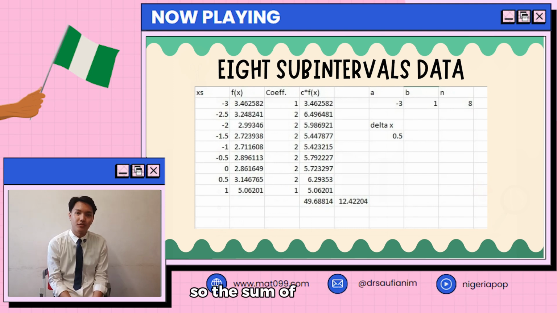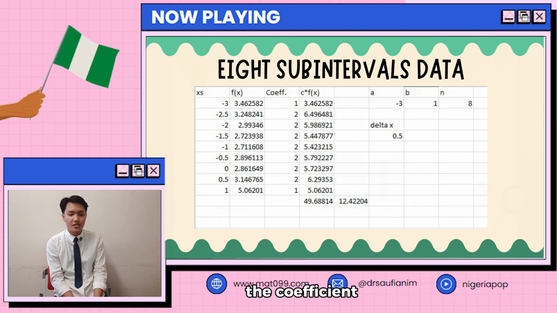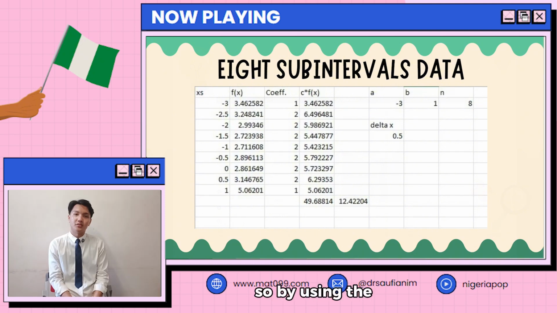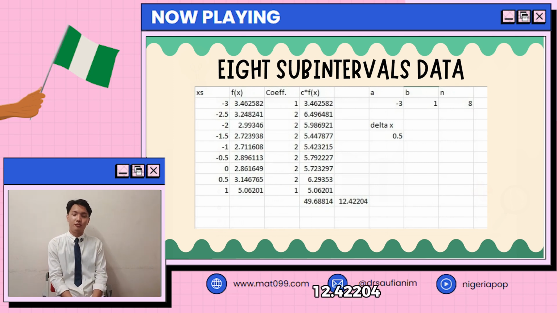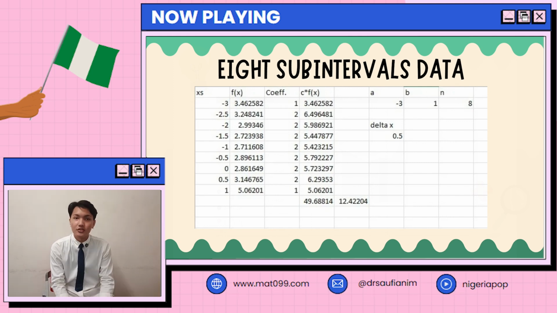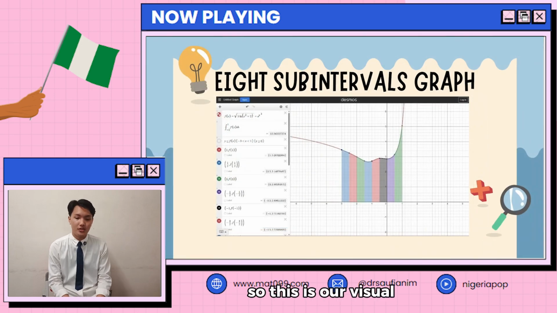So the sum of the function multiplied by the coefficient is 49.68814. So by using the formula, we multiply it with delta x and half. So we got the value of 12.42204. So this is our visual graph.